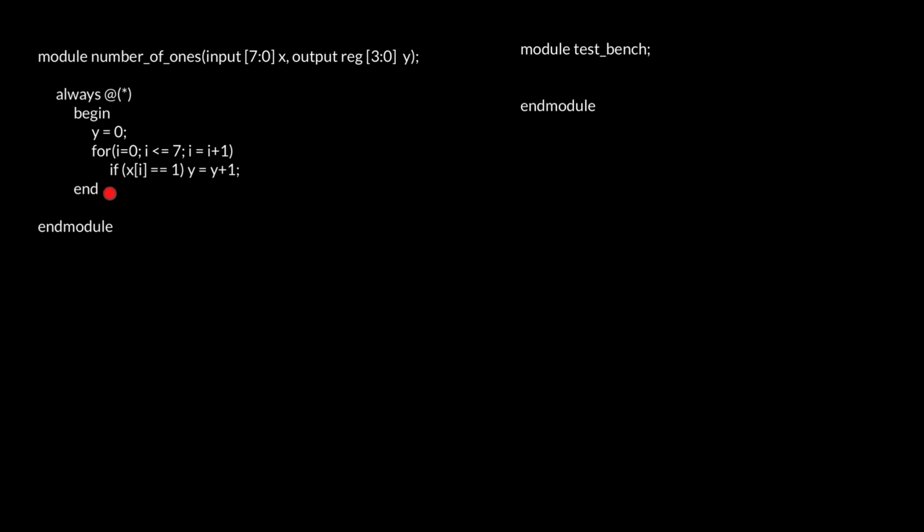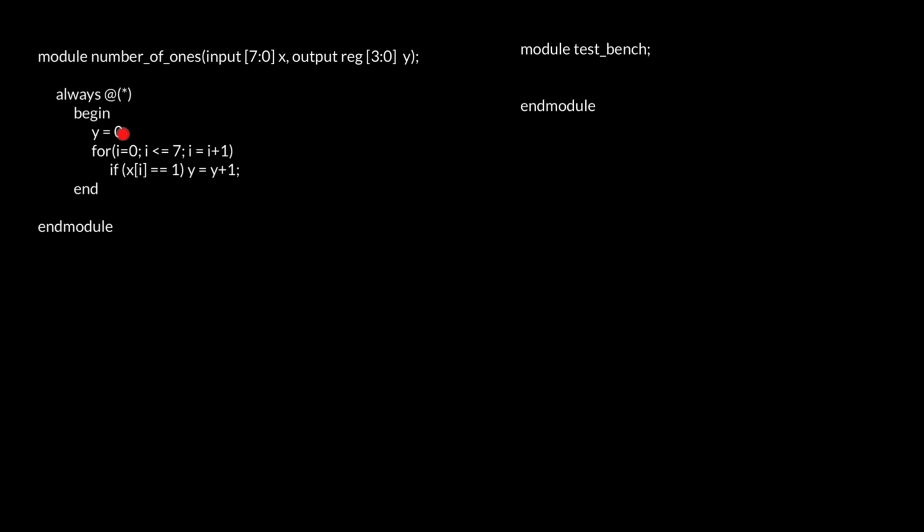The way this code works, always @ star, the Verilog compiler is smart enough to work out what influences the outcome, what can cause a change. So this star will be replaced by x, because when x changes, then we get a change in y. So whenever x changes, we run this code. Between begin and end, code gets executed sequentially. First we set the output to 0.